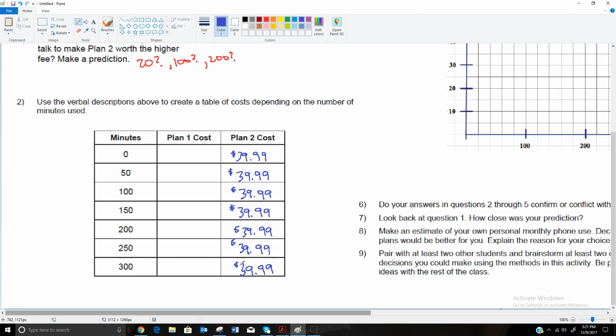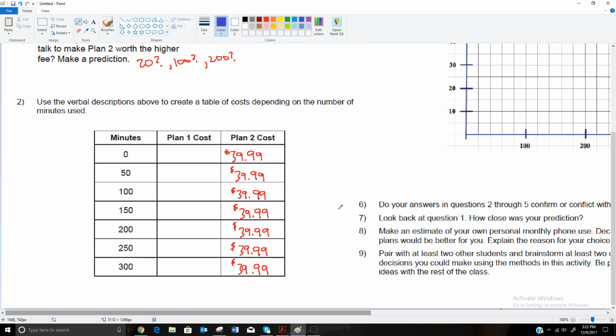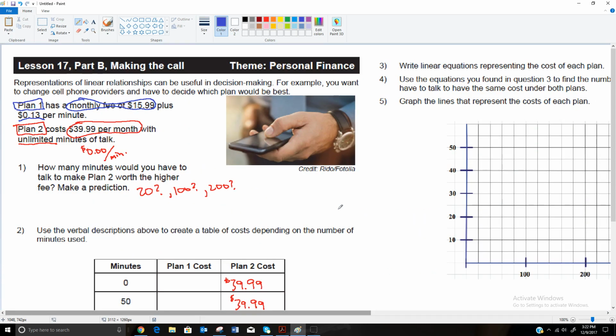So now let's go to the other plan. For the other plan, oh darn it, I just did that in the wrong color. I'm going to pause this and fix that. Okay, so now we have that magically fixed. So plan 2, no matter what you do, is $39.99. Now the other plan starts at $15.99, but it goes up 13 cents a minute. So $15.99 is going to be for no minutes.